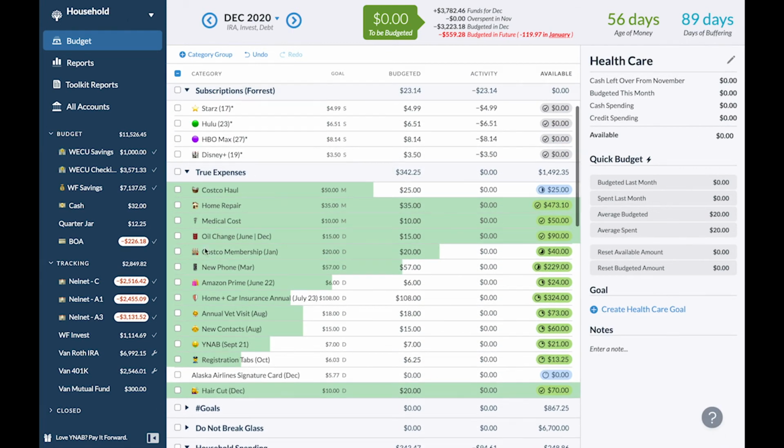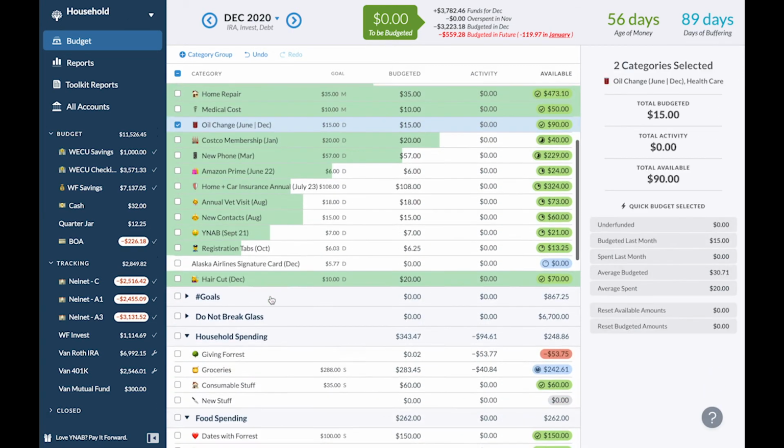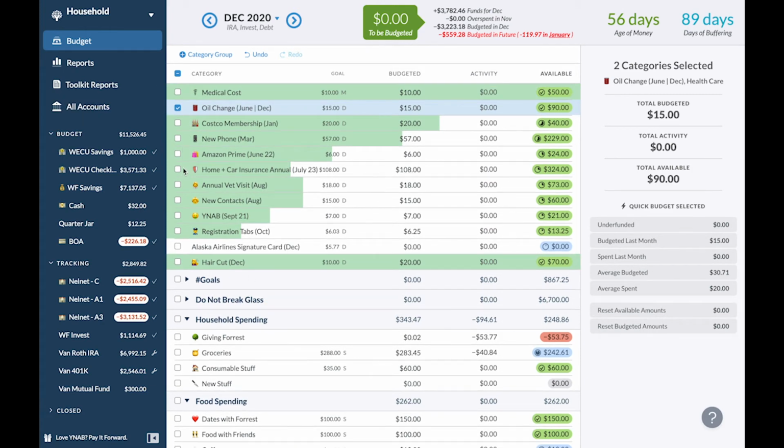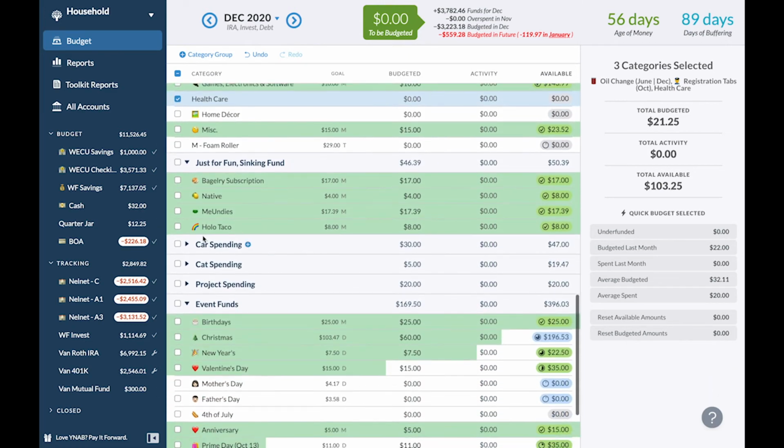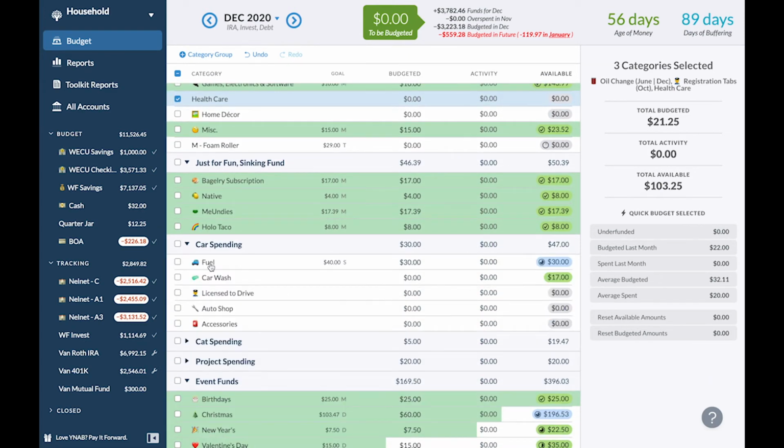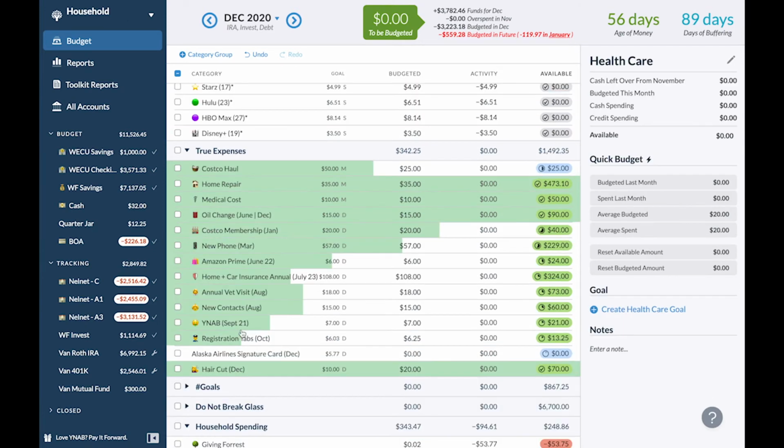And oil change, and there was another car thing in here. Cars. My registration. That would all go under car spending, under license to drive for the registration, and auto shop for the oil change and any other maintenance that I need on the car. I'm not going to go through all of these, that would take a lot of time, but that's how this system is going to work.